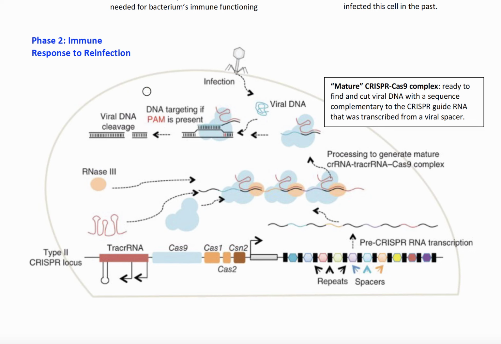There's one little bit here that I haven't talked about, and it's, again, for another time or for another video, or just ask me if you're curious. It says DNA targeting if PAM is present. PAM is an important part of how the CRISPR system works. But it's getting a little bit more into the weeds, but if you're curious, please ask me. I'd be happy to tell you.